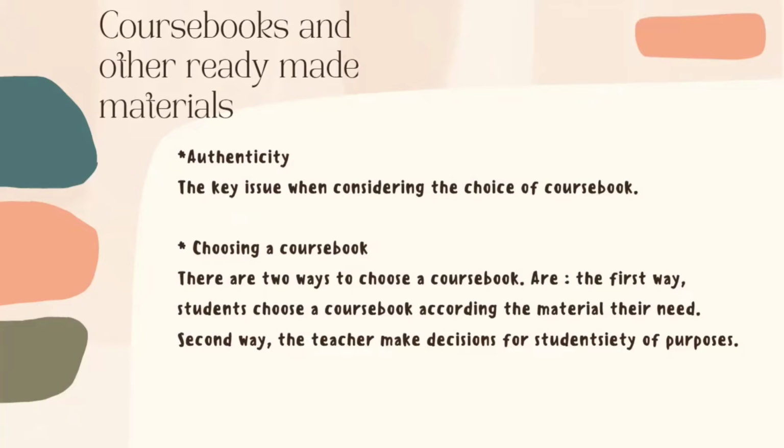And then the last point is choosing a coursebook. There are two ways to choose a coursebook. The first way is that the students choose a coursebook according to the material they need, using the book according to their needs and making a commitment for the course objective to be successful. And the second way, the teacher makes decisions for the students.